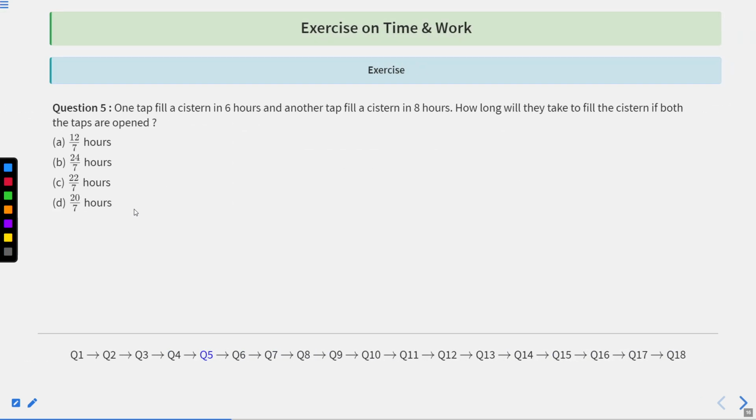Question number 5. One tap fills a cistern in 6 hours and another tap fills the cistern in 8 hours. How long will they take to fill the cistern if both taps are open?